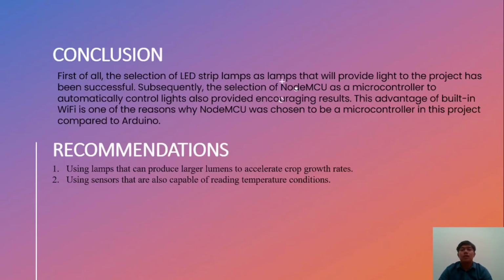So for the recommendation for further study, I recommend using LEDs that can produce larger lumens to accelerate crop growth rates. For my setup, the lumens is only 180 lumens. So the second recommendation, I recommend using sensors that are also capable of reading the temperature condition. This is because we need to take care of the surrounding temperature for the plant growth.